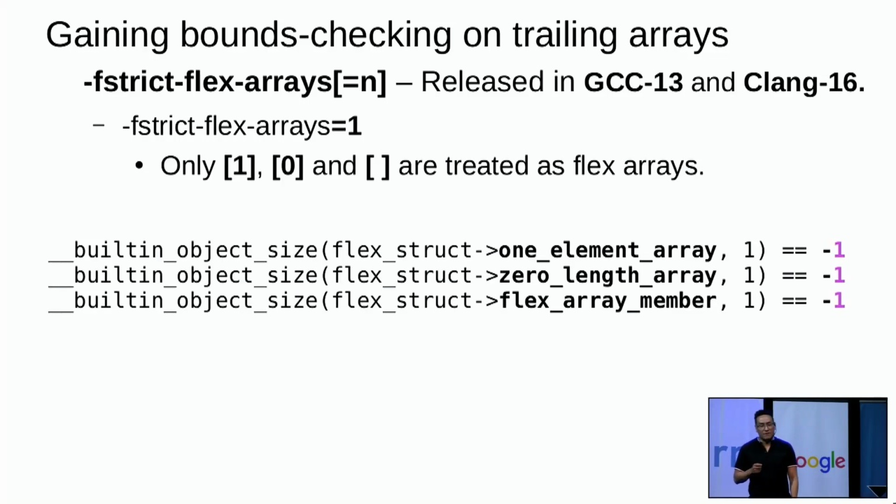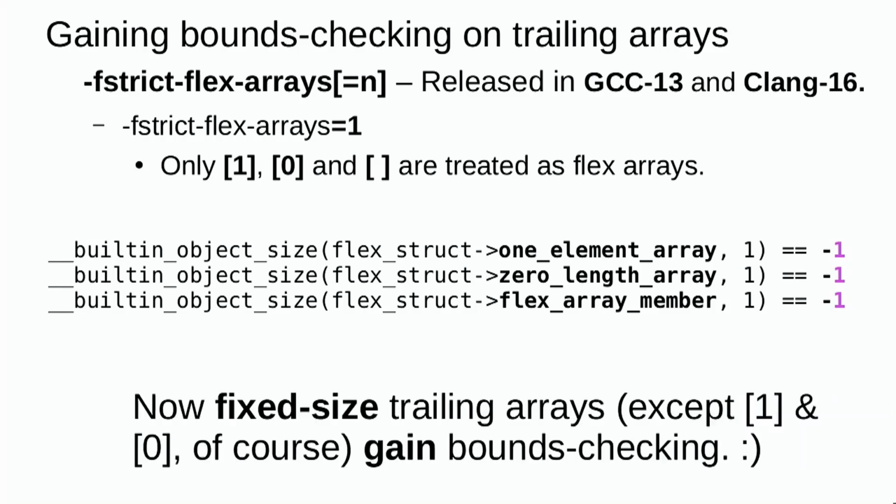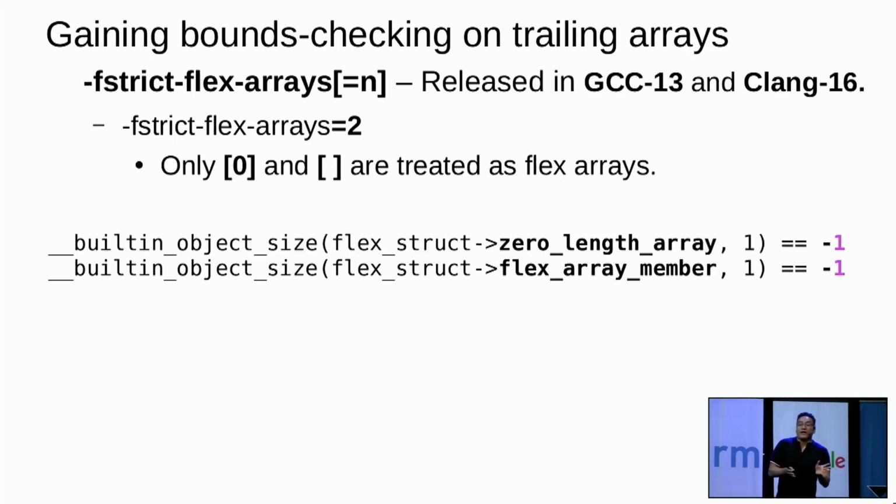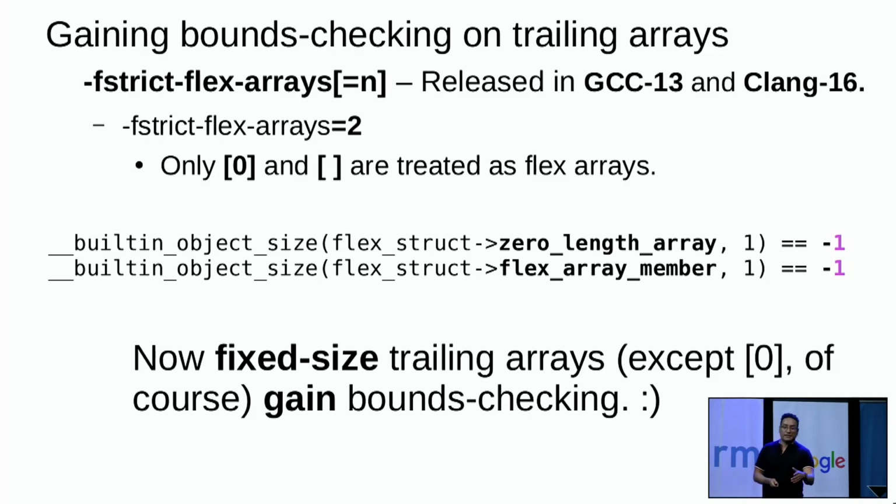With level value 1, only one-element arrays, zero-length arrays, and C99 flexible array members are going to be treated as variable length objects. So the rest of the objects of other concrete sizes are going to gain bounds checking. So in this case, we are fixing the rest of the trailing arrays, except for the case of one-element arrays and zero-length arrays. With level value 2, we now fix the case for one-element arrays. So only zero-length arrays and C99 flexible array members are going to be treated as variable length objects by the compiler. So in this case, for those two different types of arrays, __builtin_object_size is going to return -1. But at least we fixed the case of the one-element array.